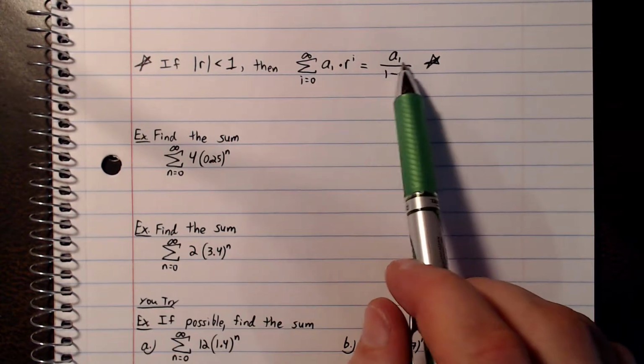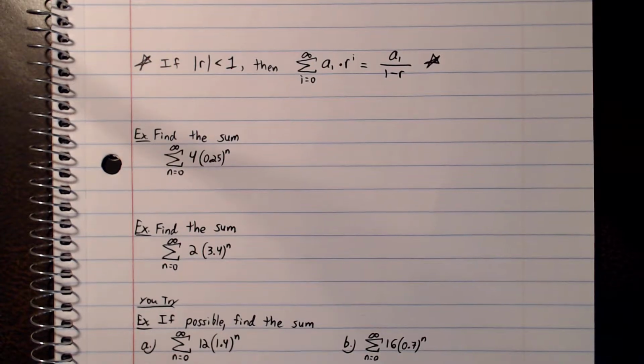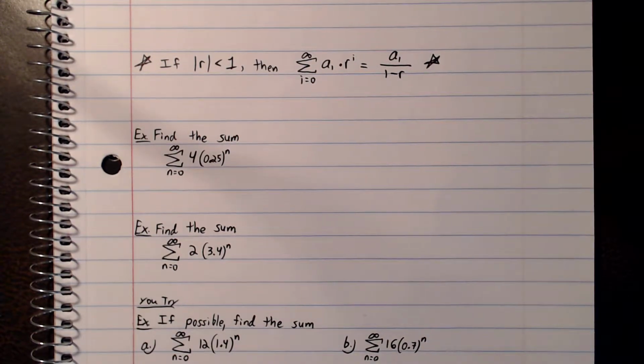And if that's the case, we just take our first term and divide it by 1 minus r. I could show you the exact reason why. It has to do with the fact that n is approaching infinity after a while in that other formula. But let's just trust this formula for right now. Okay?